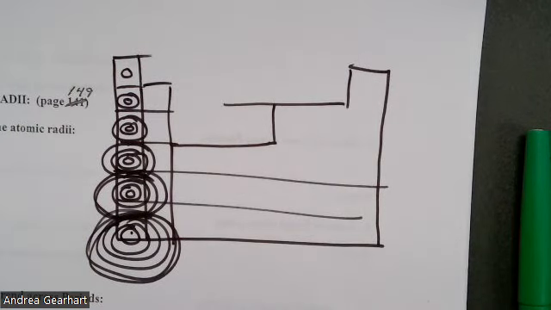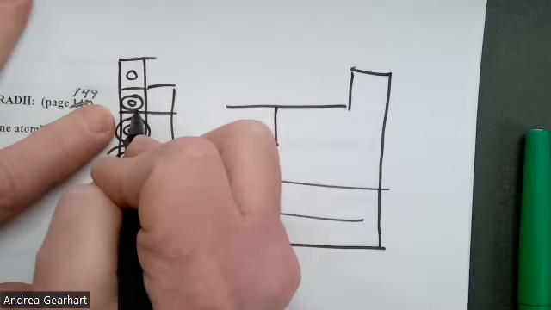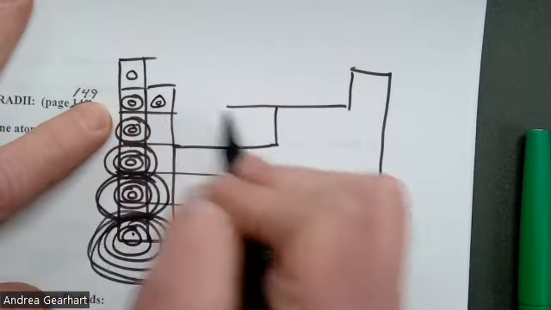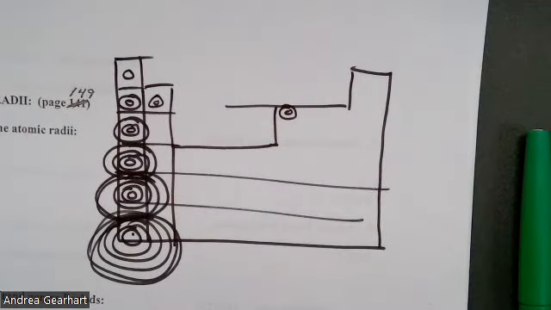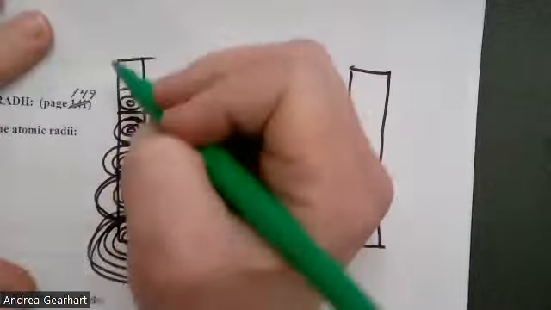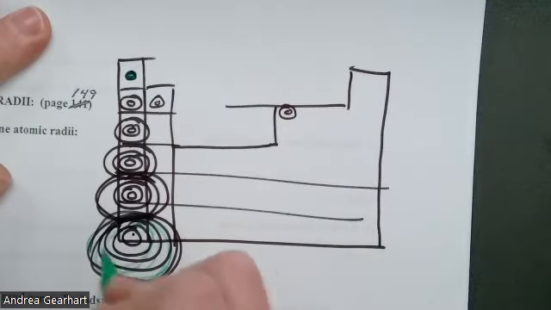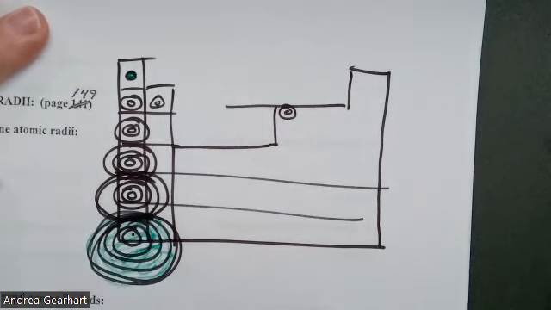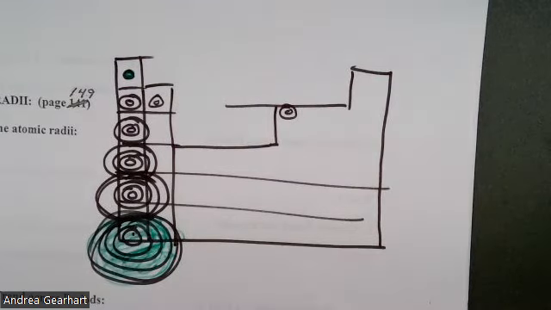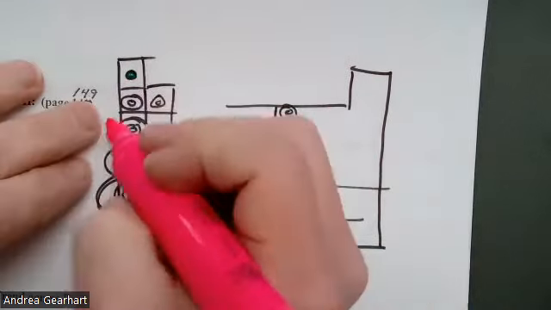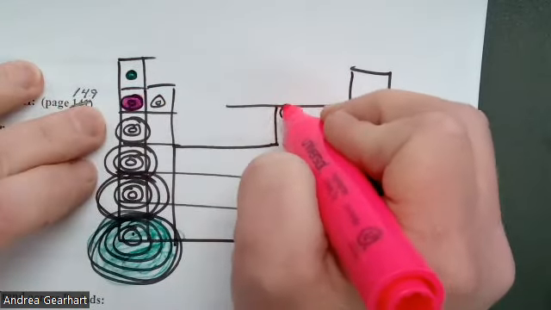Versus across the period, page 14, versus across the period, second energy level, and our nucleus is getting more and more powerful. So we can see, oh, we're definitely getting bigger as we go down. But as we go left to right, we decrease in size.